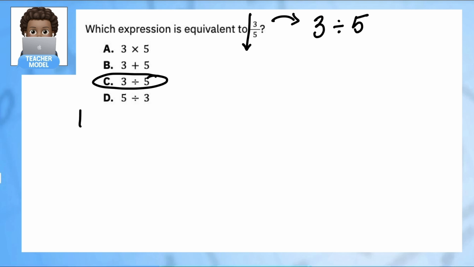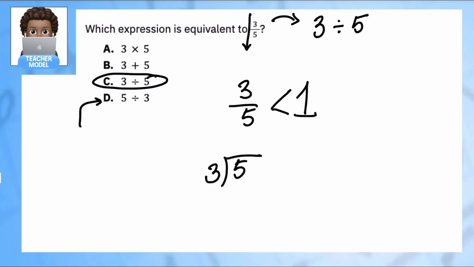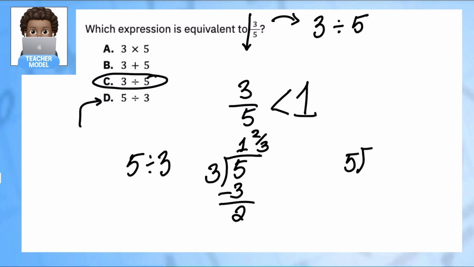How do I know that it's not 5 divided by 3? Well, when you see 3/5, is this more than 1 or less than 1? We know that this is less than 1. So this can't be the same as 5 divided by 3. If I were to divide 5 divided by 3, are you going to get an answer that's more than 1 or less than 1? Well, you're going to get more than 1. So that's why this cannot be 5 divided by 3. But if I had 3 divided by 5, 3 is on the inside, I'm going to get an answer that is less than 1.